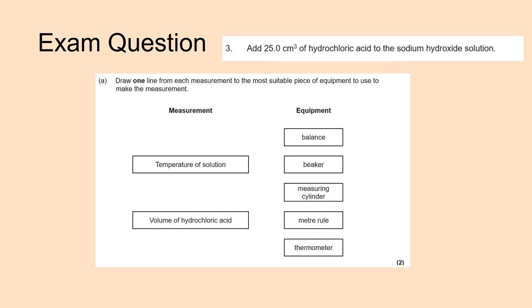But as you can see by the little clip out at the top, we only need to measure 25 centimetres cubed of hydrochloric acid. So using a measuring cylinder would be much more accurate, and that would be the appropriate piece of equipment to use.